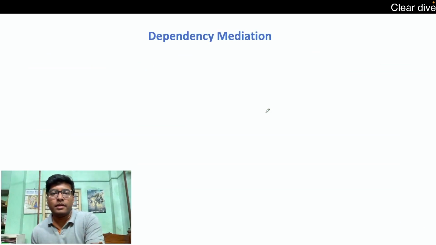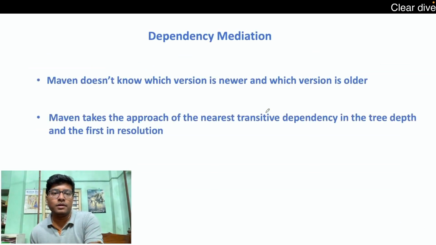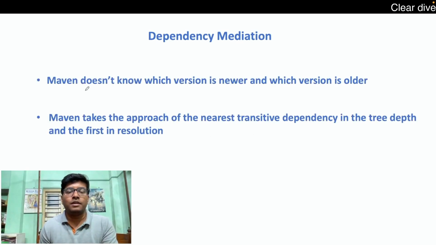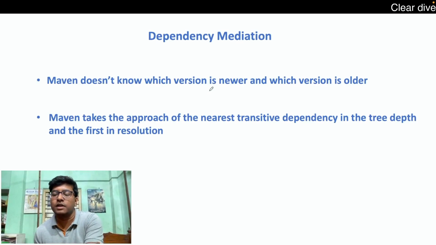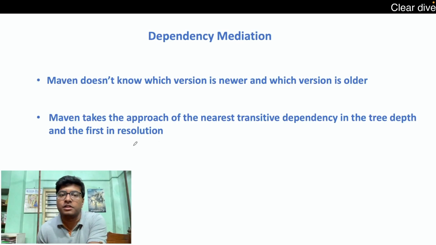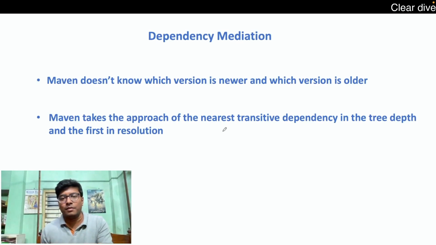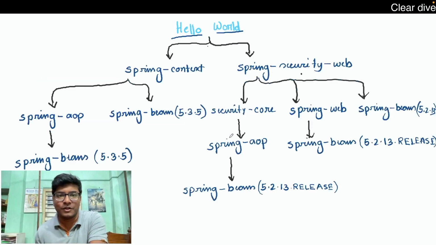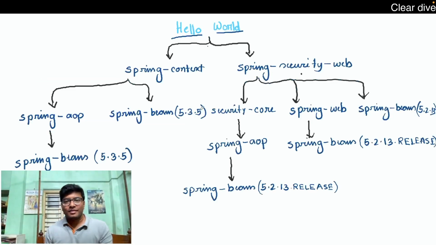Here I have written that Maven doesn't know which version is newer and which is older, so it's not possible by sorting that Maven declares to go with this version. Instead, Maven takes the approach of the nearest transitive dependency in the tree depth and the first resolution. Don't worry about this jargon. I took it from an article, a fabulous article, but a little bit tough to understand. I'll explain it in a very easy way.